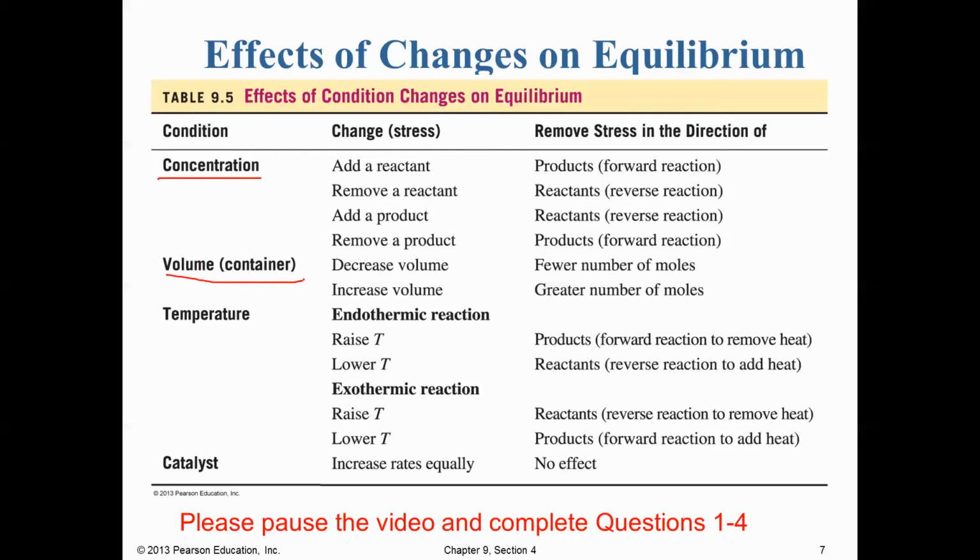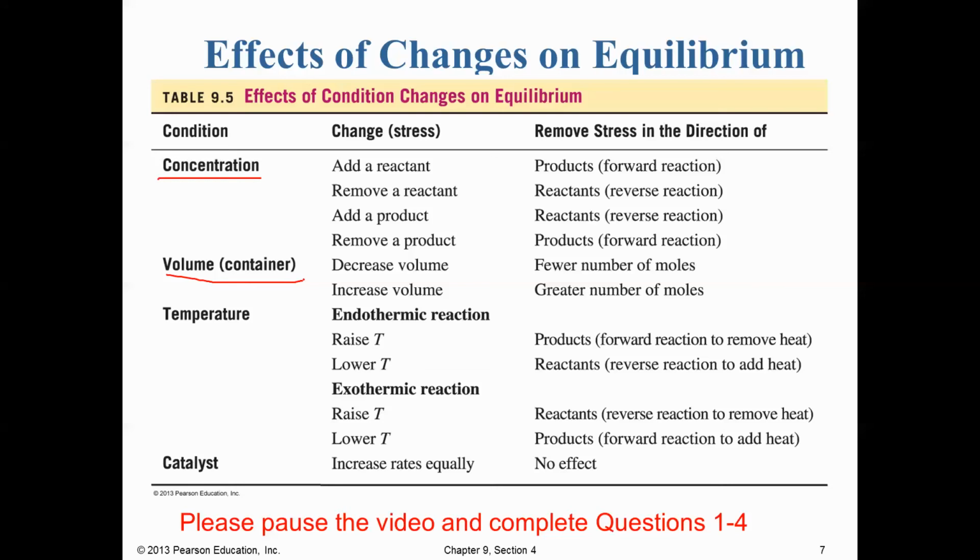Volume's important because this is going to affect the pressure. So if we have differing moles of gas on each side, increasing pressure will shift us to the side with fewer moles of gas. Decreasing pressure will cause us to shift to the side with more moles of gas. And with temperature, what we see is that our heat can actually be like a product or reactant.